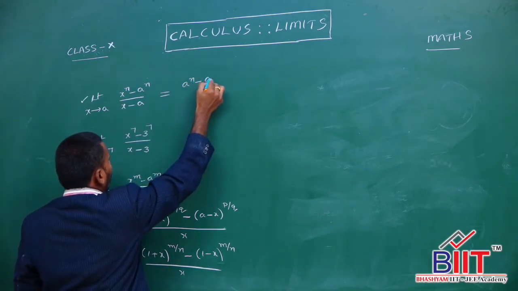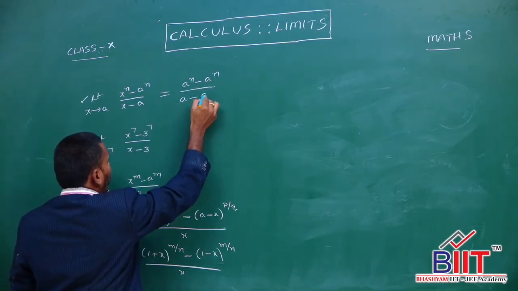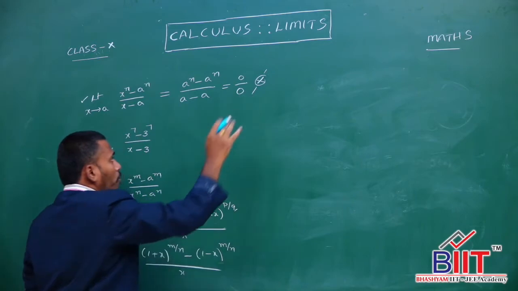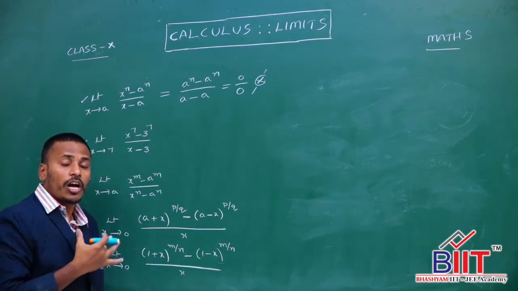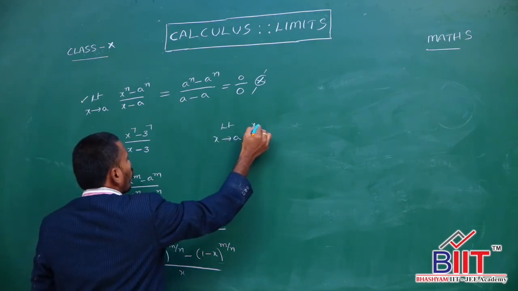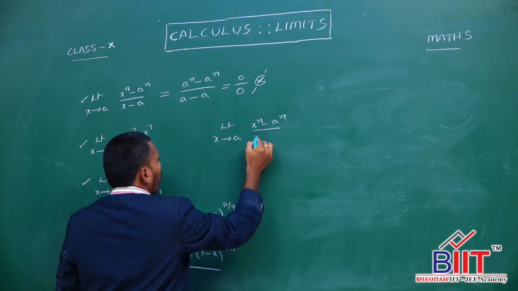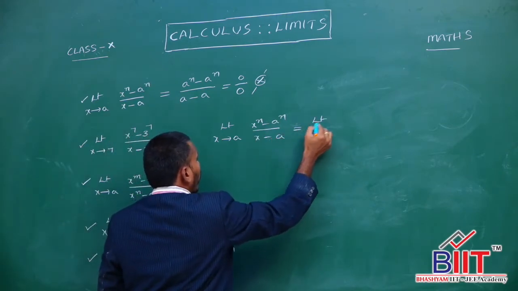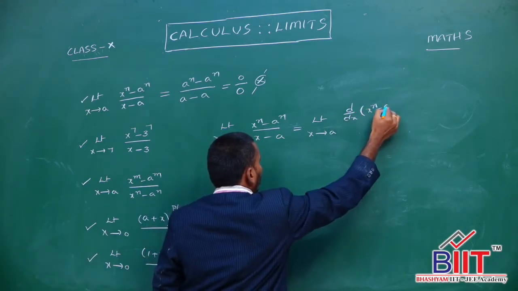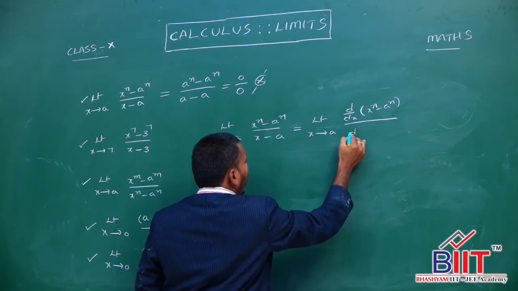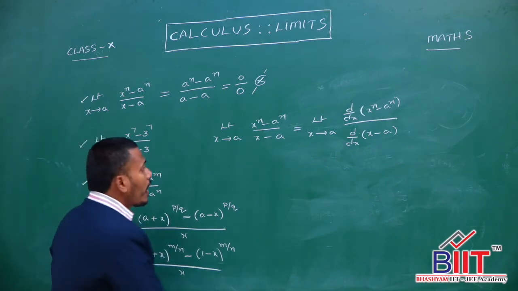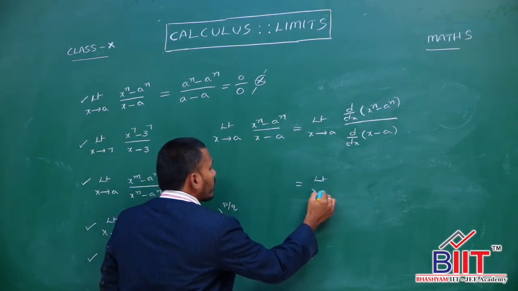Directly replace x with a: (a power n minus a power n) by (a minus a), and that is equal to 0 by 0. This is an indeterminate form. So now I have a chance to utilize the L'Hospital rule. According to the L'Hospital rule, limit x tends to a, (x power n minus a power n) by (x minus a) is equal to limit x tends to a, d by dx of (x power n minus a power n) divided by d by dx of (x minus a). We need to calculate the derivative for the numerator as well as the derivative for the denominator.